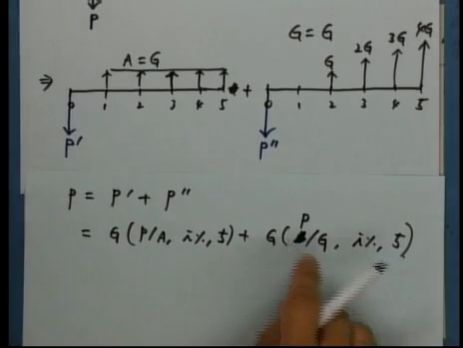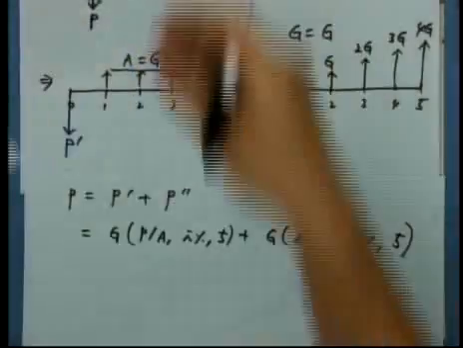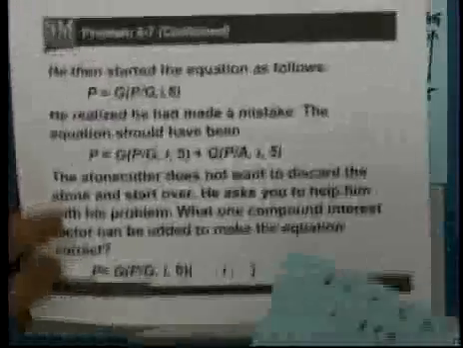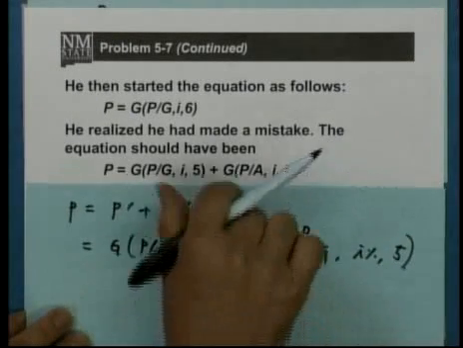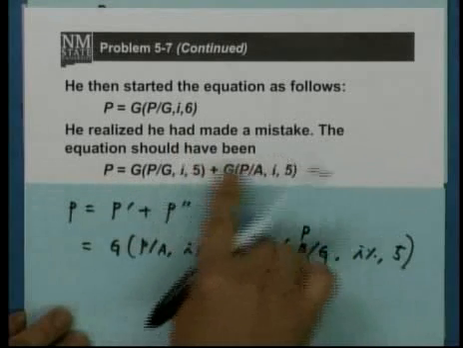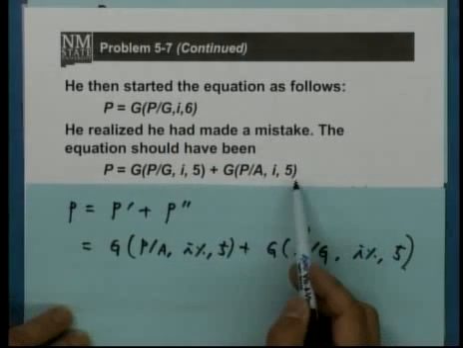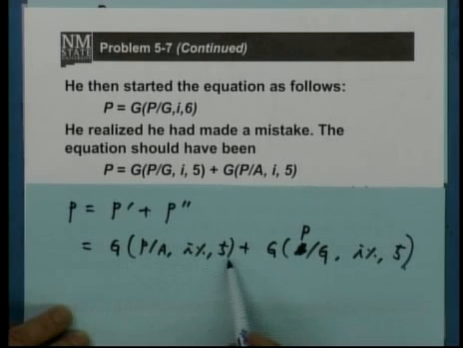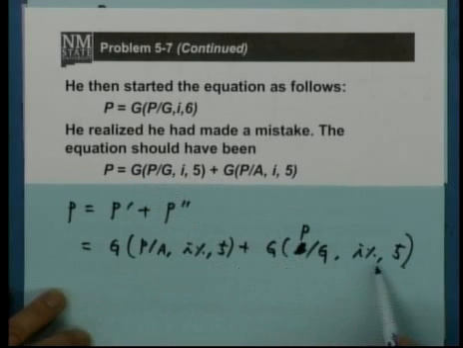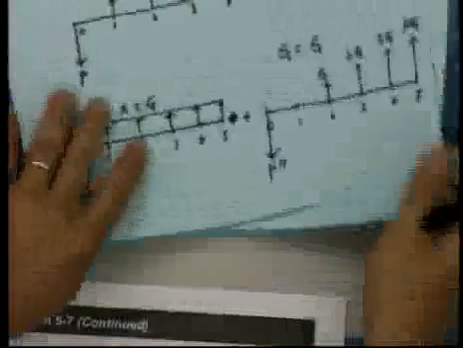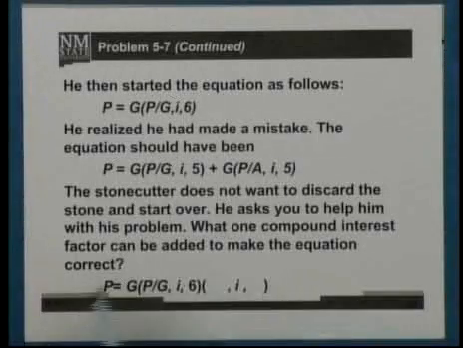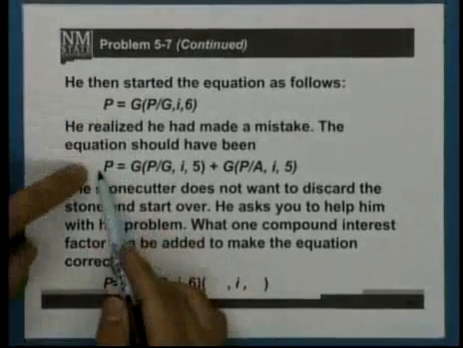Okay, so obviously what we've done here is exactly the same as this, right? I just switched over the sequence of each term. So G times P given A, I over 5 periods is right here. G times P given G, I% over 5 periods, right? However, the problem is the stonecutter started the equation like this instead of this, right?